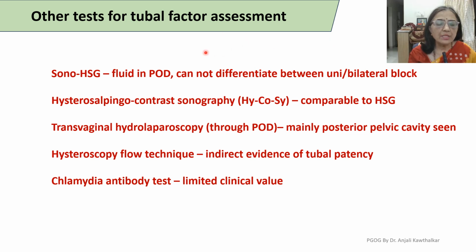Other tests for tubal factor assessment are sonohysterosalpingography, where HSG is done with ultrasonography. Saline is instilled inside the uterine cavity and ultrasonography is done. Presence of fluid in the pouch of Douglas indicates tubal patency, but the disadvantage here is we cannot differentiate whether there is a unilateral block or a bilateral block. Especially if there is a unilateral block, it can be missed because there will be presence of fluid in the pouch of Douglas in spite of having a block on one side only. So reliability is less with this sono HSG.